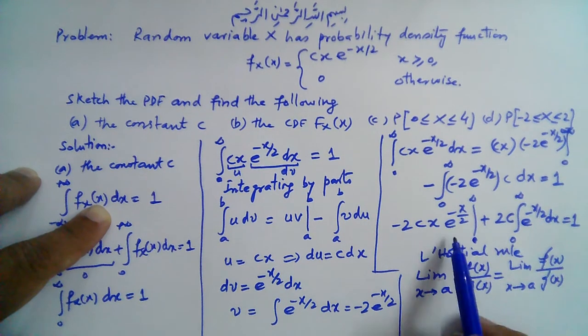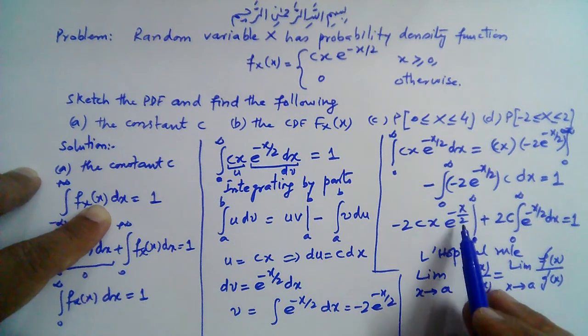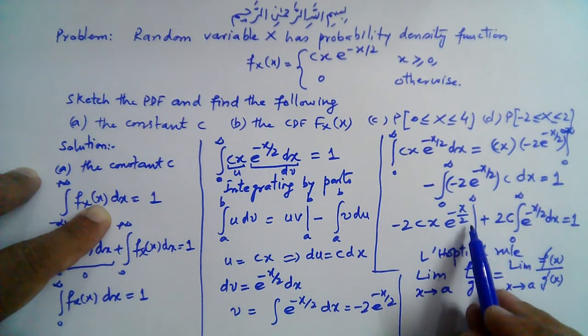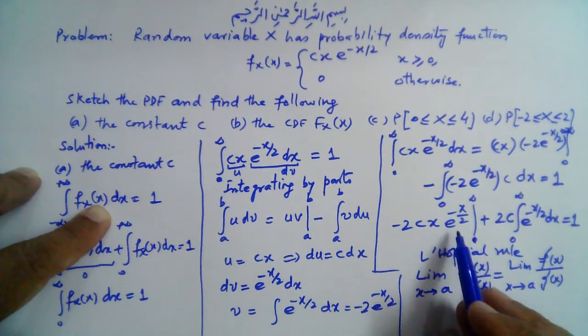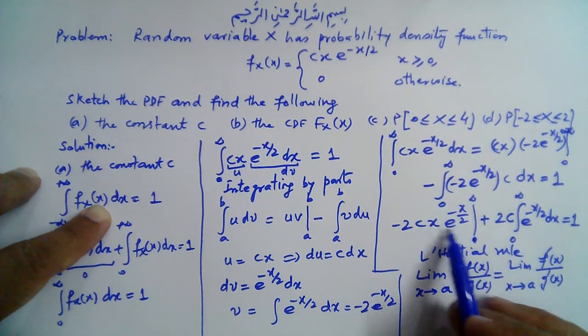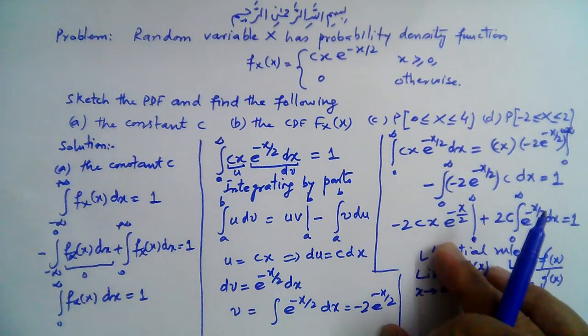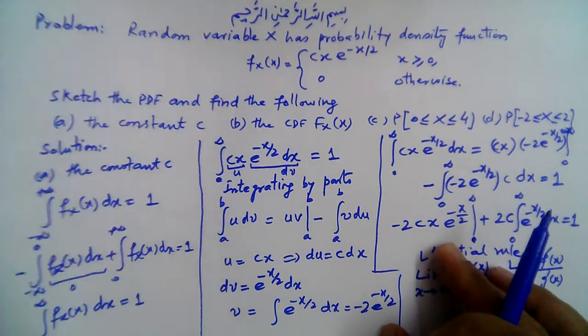So here, this can in fact be written in the form of this kind of ratio. This minus 2cx is f of x, and this e raised to the power minus x over 2 is equal to 1 over e raised to the power x over 2. So this will be our g of x. So using this L'Hopital rule, we can evaluate the limits for this function here. So let's do that.